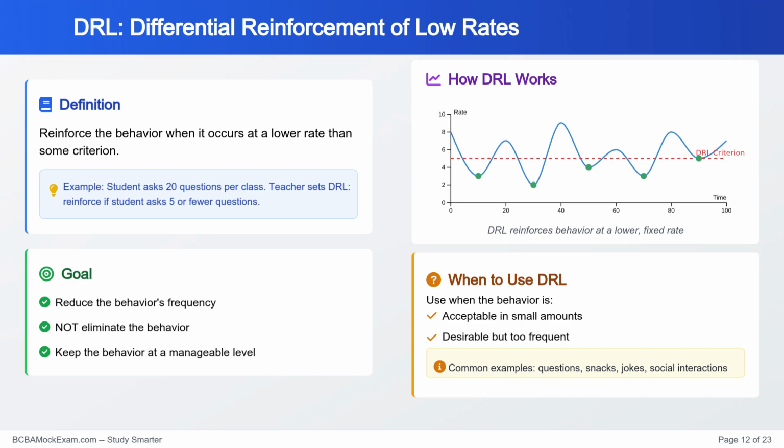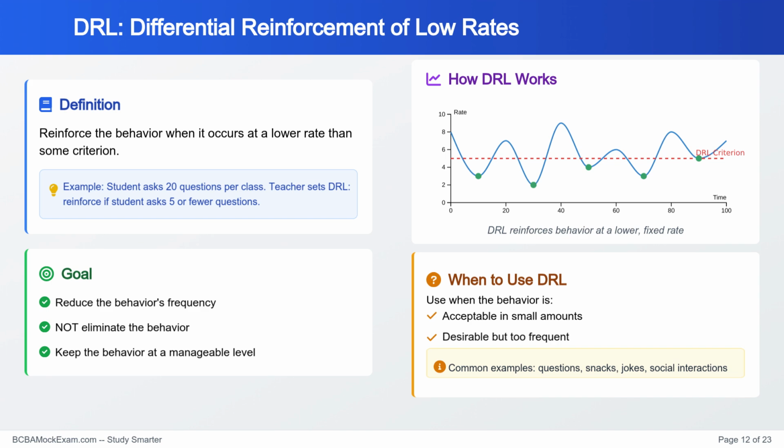DRL, Differential Reinforcement of Low Rates. Now, let's look at DRL. The definition here is that you reinforce the behavior when it occurs at a lower rate than some criterion. So the behavior is okay in moderation, but right now it's happening too often. In the example on the slide, a student asks 20 questions per class. The teacher sets a DRL criterion. Reinforce if the student asks 5 or fewer questions. The goal is not to eliminate the behavior, but to reduce its frequency and keep it at a manageable level.